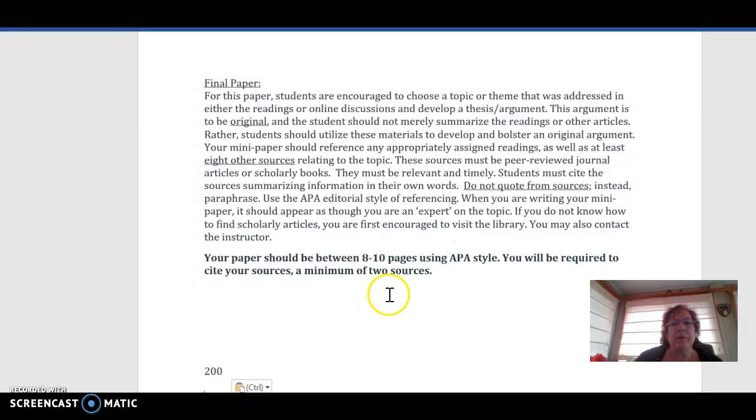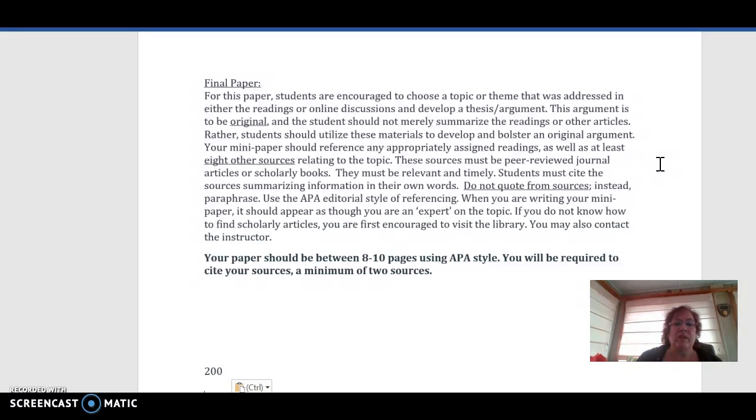So for the final paper, students are encouraged to choose a topic or theme that was addressed in either the readings or online discussions and develop a thesis argument. This argument is to be original, and the students should not merely summarize the readings or other articles. Rather, students should utilize these materials to develop and bolster an original argument. Your mini papers should reference any appropriately assigned readings, as well as at least 8 other sources relating to the topic. These sources must be peer-reviewed journal articles or scholarly books. They must be relevant and timely.